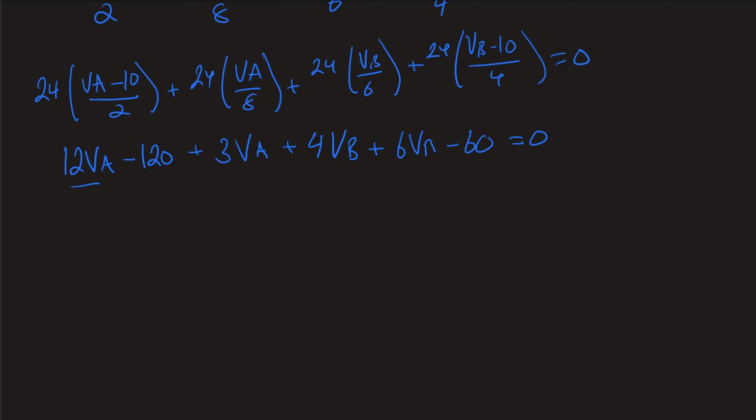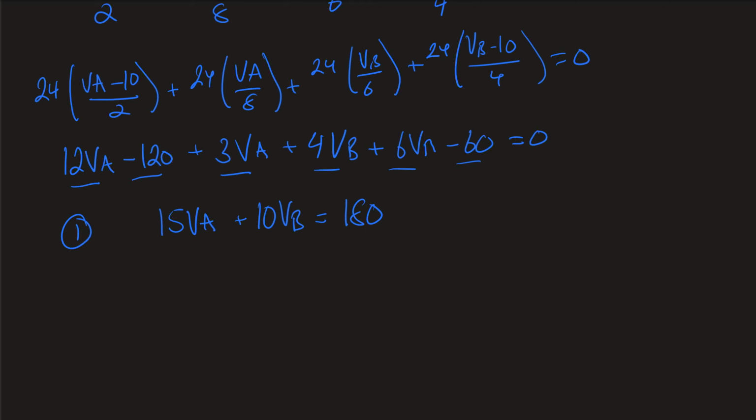Now we have to group all of our VAs and VBs together. I've got 12 VA plus 3 VA, which gives me 15 VA. Now we'll get all the Bs: 4 VB plus 6 VB gives 10 VB. Now we need to move our constants to the other side. I've got negative 120 plus negative 60, which gives me negative 180, so I move it to the other side and I get 180. So we've got our first equation.